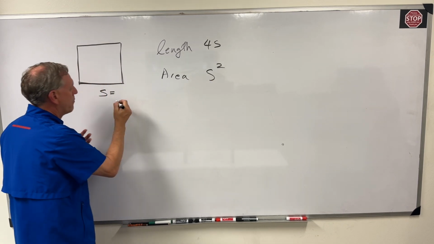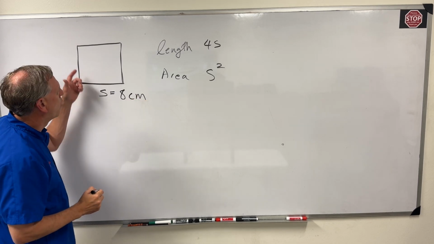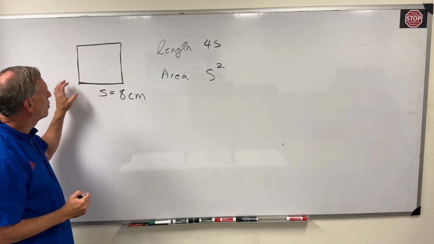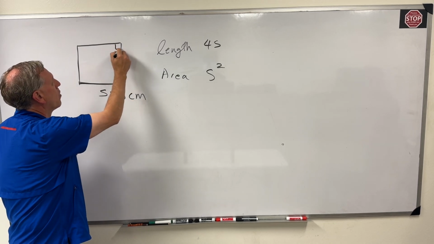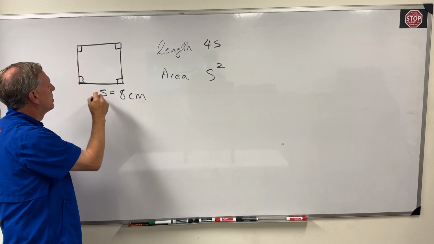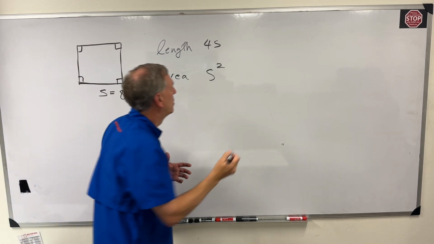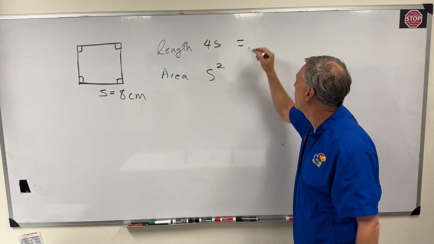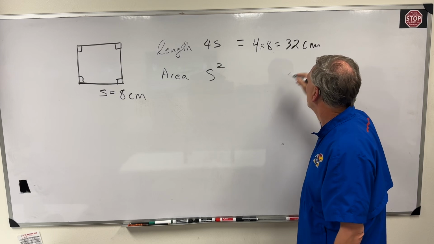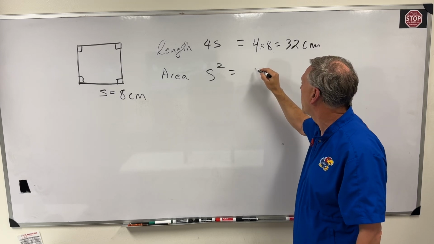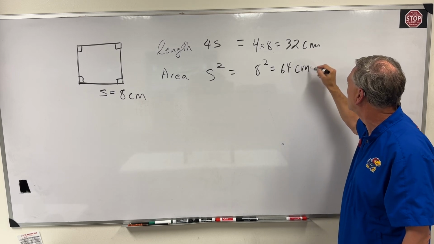If we had something, for instance, if this were 8 centimeters, this square, so this is a square, and the square is defined by these all being right angles and the sides all being the same length. If this was 8 centimeters, the perimeter would equal 4 times that. 4 times 8 is 32 centimeters. And area will be measured by 8 squared, or 64, but notice that it's centimeters squared.